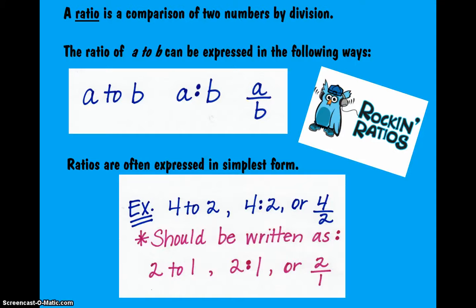So if you had an example, 4 to 2, and you were asked to write that in simplest form, it should be written as either 2 to 1, 2 colon 1, or 2 over 1. All I did was simply reduce the numbers.